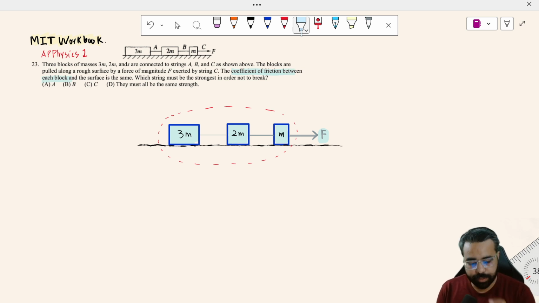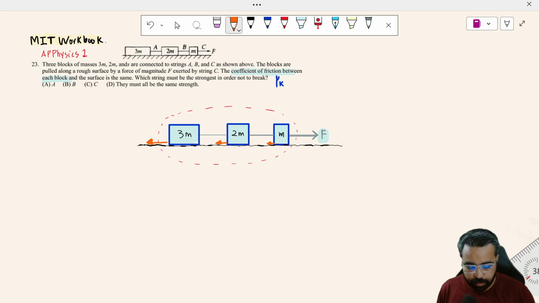So the coefficient of dynamic or kinetic friction is the same for all of them. Since this surface is horizontal, the upward and downward forces cancel out each other. Those are equal. I'm talking about the normal or contact force and the weight. So the main force on all of these blocks is the frictional force, which will be exerted on all of these masses with different magnitudes.